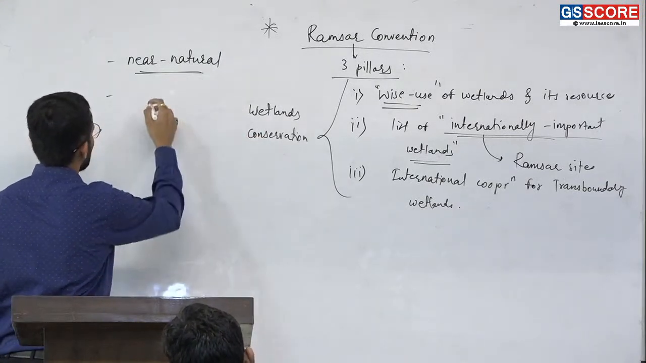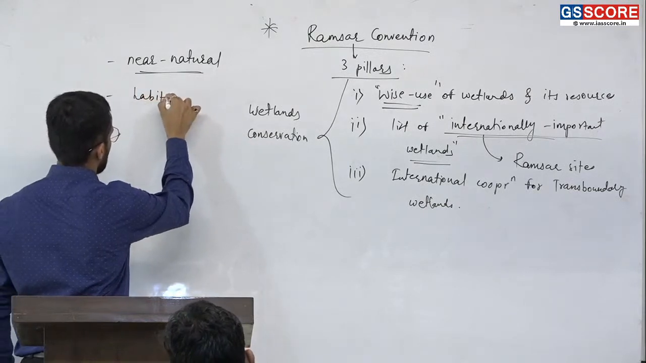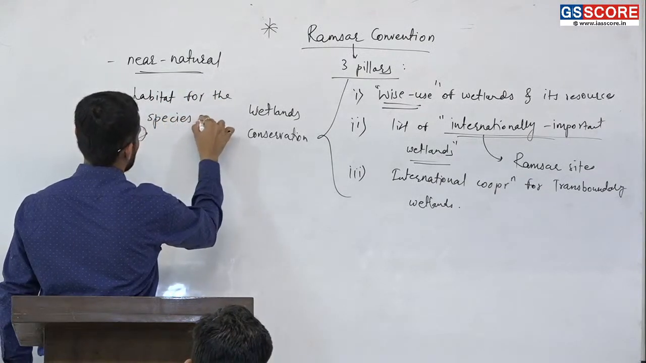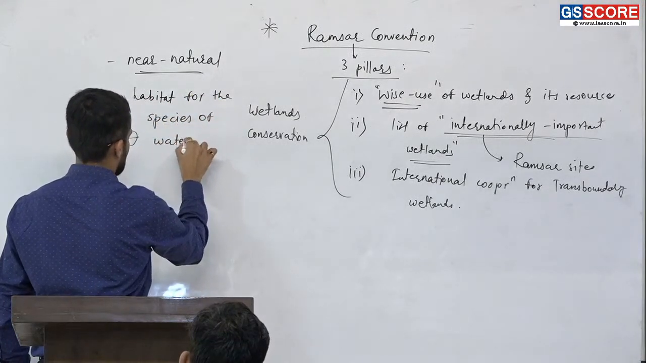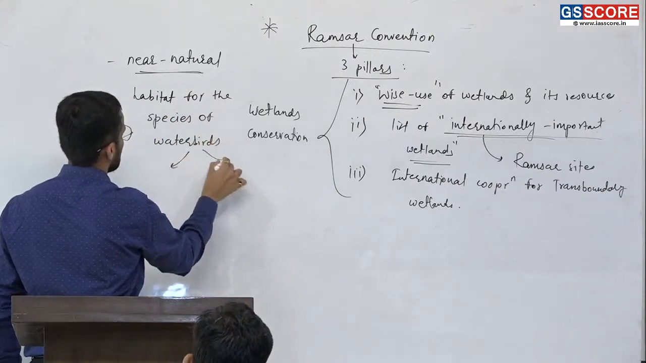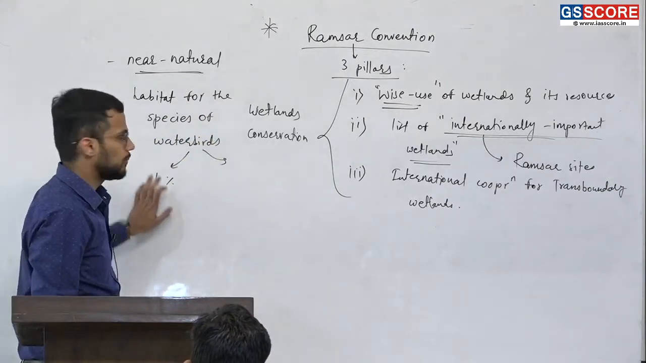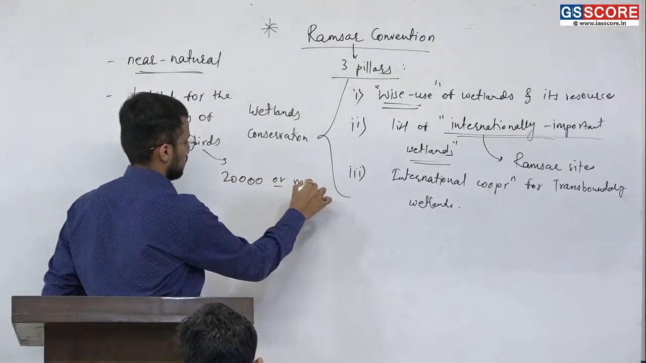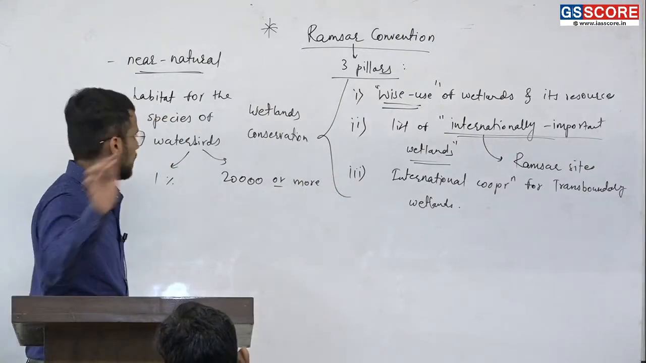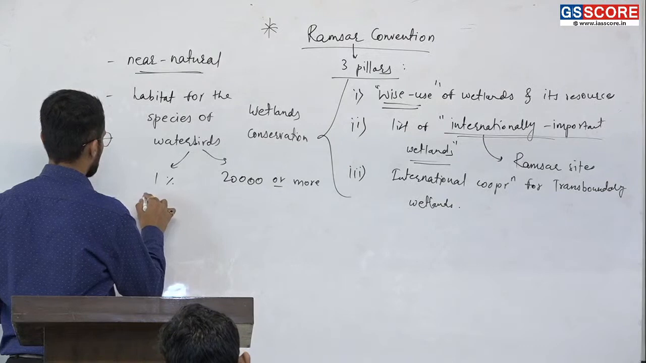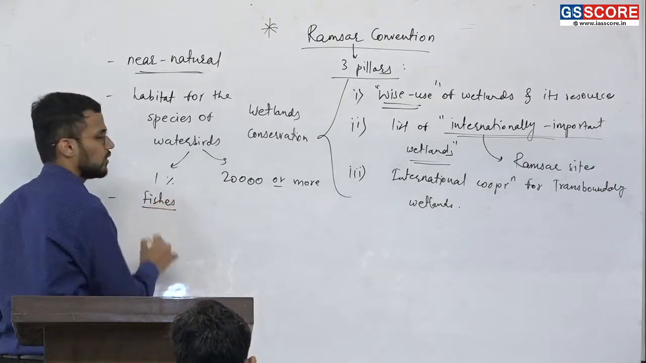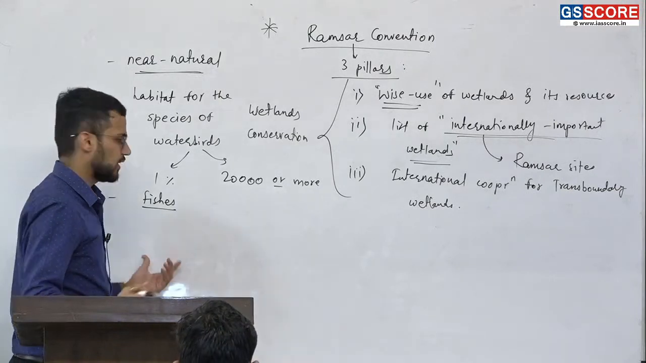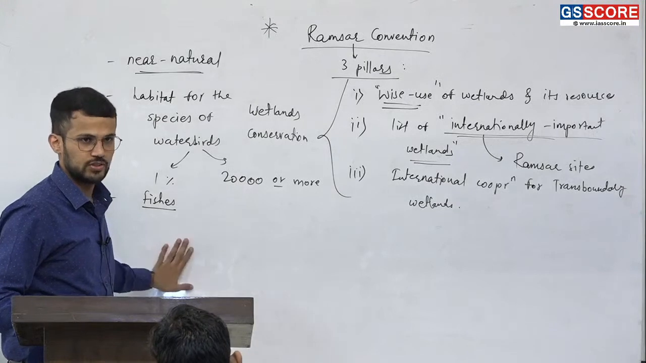Next criteria, it should be a habitat for species of water birds, and there are 2 criteria for this: 1% of the species population, or 20,000 or more. Next criteria, it should be a spawning ground, nursery, food resource, or migratory route for fishes. So there are 2-3 criteria related to fishes.